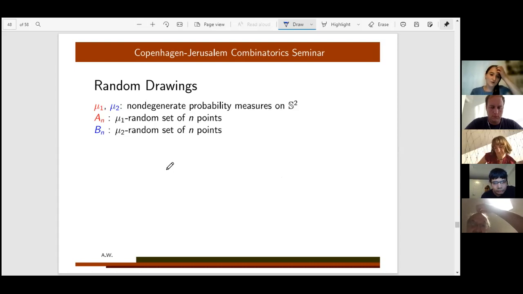So let us suppose we take these random drawings, but this time for the complete bipartite graph. So we have two non-degenerate probability measures on, say, the sphere. And we pick endpoints with respect to the first probability measure, and then endpoints with respect to the second probability measure.